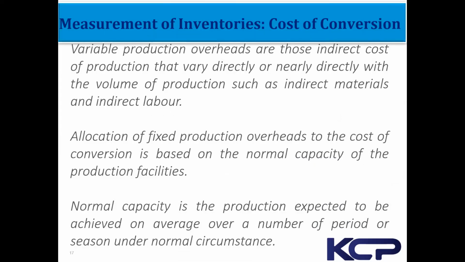Then variable production overheads are those indirect costs of production that vary directly or nearly directly with the volume of production, such as indirect material and indirect labor. Right? Can you give me a specific example under indirect material and indirect labor? The cleaners that work in the factory.